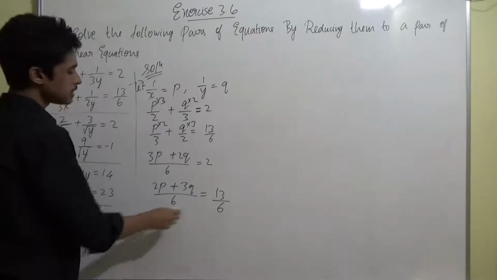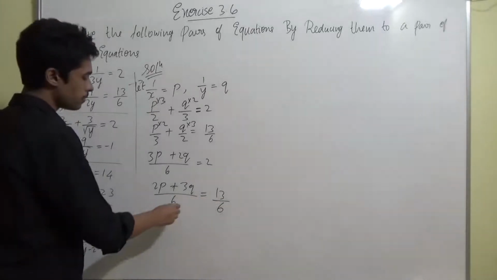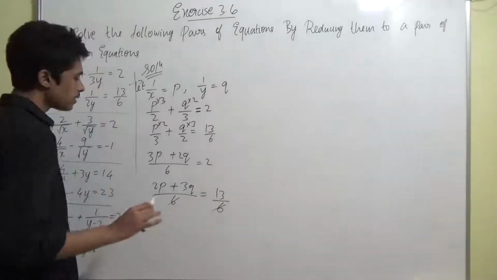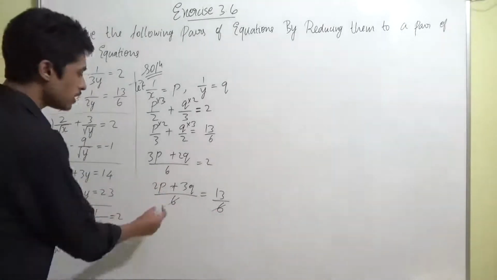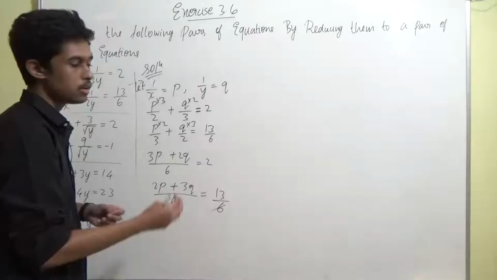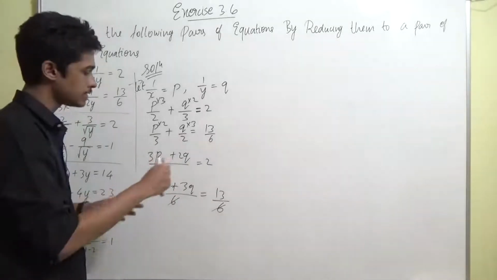Now 6 and 6 will get cancelled, because both are in the denominator. Remember this thing guys, if the same numbers are in the denominator, or the same numbers are in the numerator, you can cancel them.